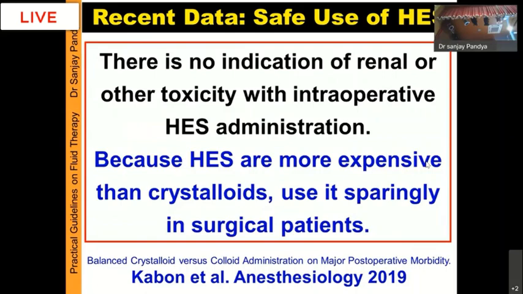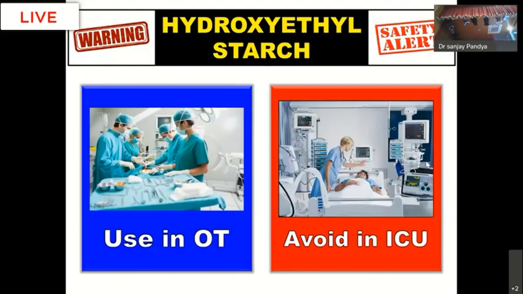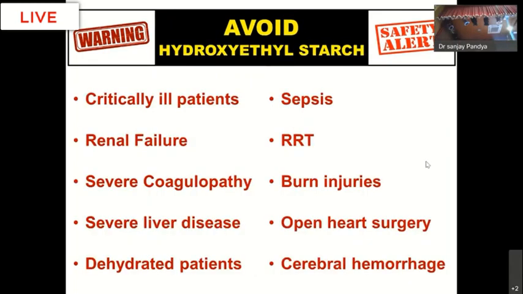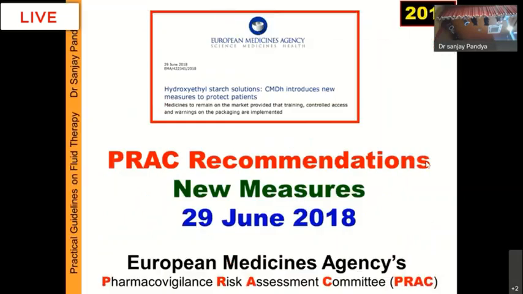And therefore, what is the current advice? Current advice is to use it in the OT, use it for surgical patients, use it to replace blood loss, but avoid it in the ICU. Use it selectively in surgical patients, and avoid it in the ICU, such as in sepsis, renal replacement therapy, burns, and many patients. So in the medical ICU, there is no role of hydroxyethyl starch. When we are in crisis, in the surgical line, in the operation theater, use it judiciously.